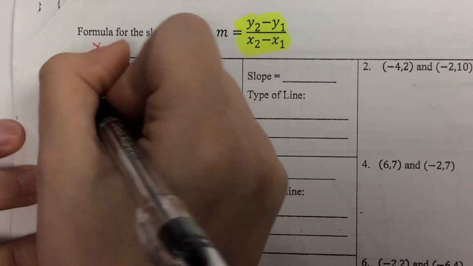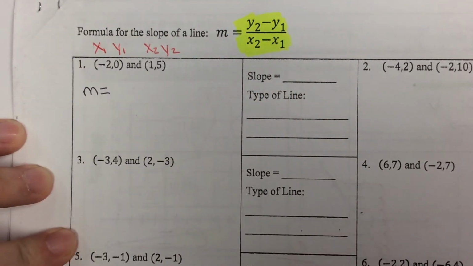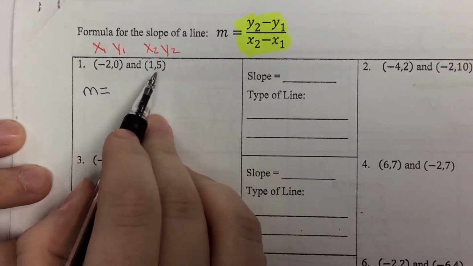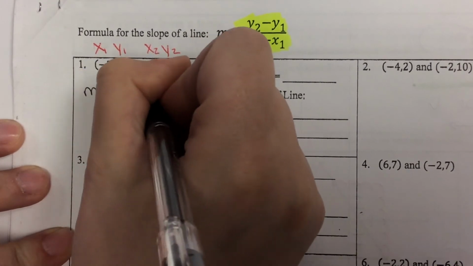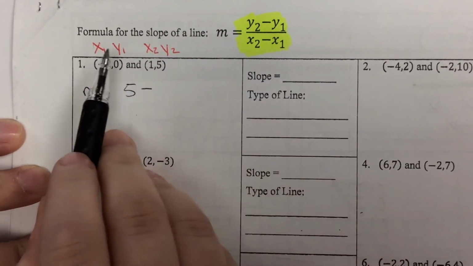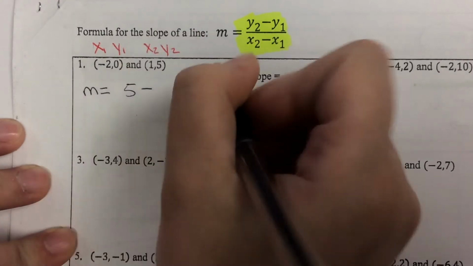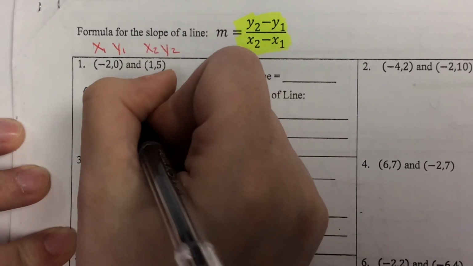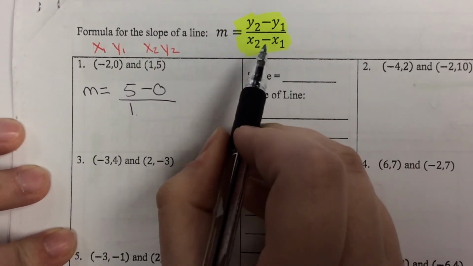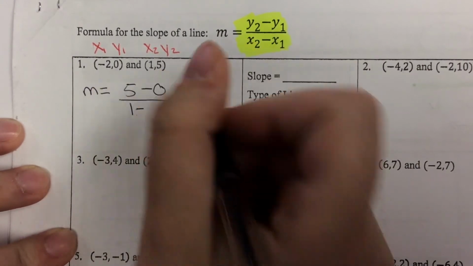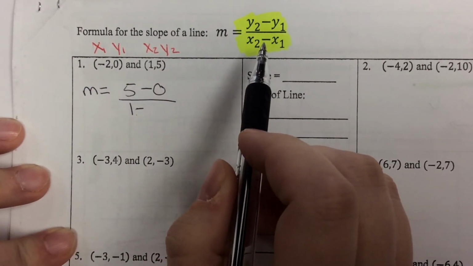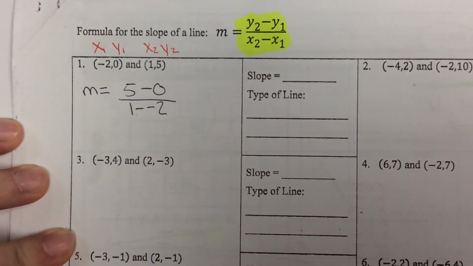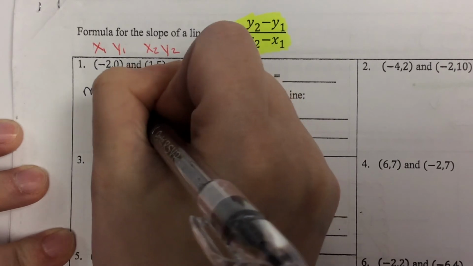So let's try that. M, which stands for slope, equals y sub 2. Which one of these points is y sub 2? 5, right? So 5 minus y sub 1. Which one is y sub 1? The 0. Over x sub 2 is going to be the 1 in the second point, minus x sub 1, which is negative 2. Be careful here. Minus negative 2. Minus a negative. What happens with double negatives? We turn those into a positive.